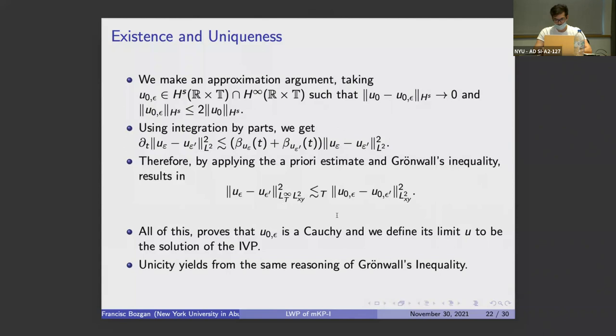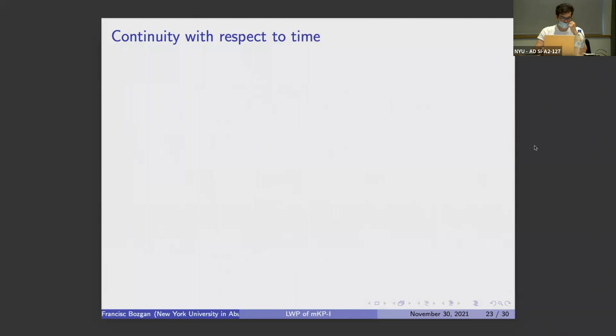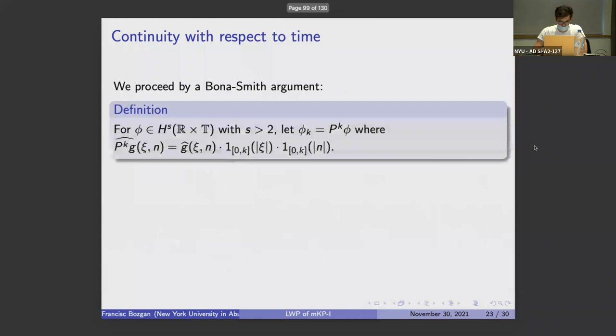Now, in order to show that it's continuous with respect to time, here we proceed by the so-called Bona-Smith argument, but adapted to our partially periodic case. So for an initial data that is in HS of R cross T for S greater than 2, we take cutoff functions that converge to phi. Let's call the cutoff operator P k, which on the Fourier side corresponds to the multiplier where both of the absolute values of the frequencies are in the interval 0 to k.